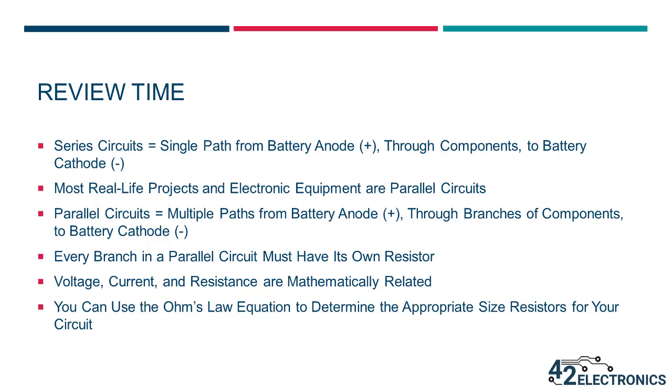However, most projects you build or electronic equipment you use in everyday life is built as parallel circuits. Parallel circuits have multiple paths from the battery anode to the battery cathode, and the current passes through each branch equally, powering each branch. And then in this video, we discussed how voltage, current, and resistance are mathematically related. And for the math lovers among us, you can use the Ohm's law equation to determine the appropriate size resistor when you are designing a new circuit.